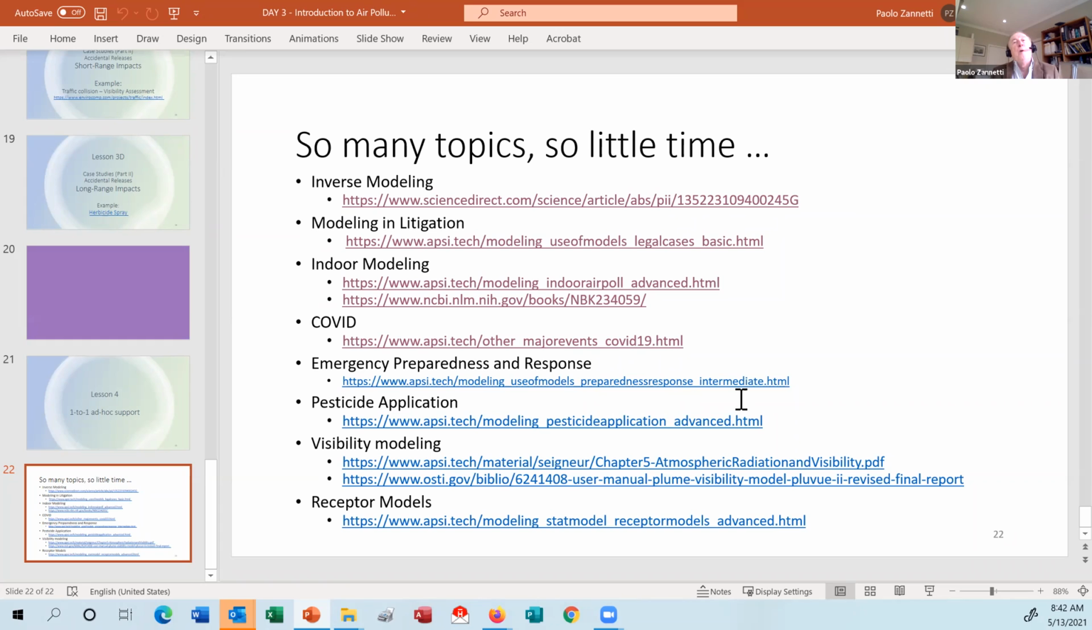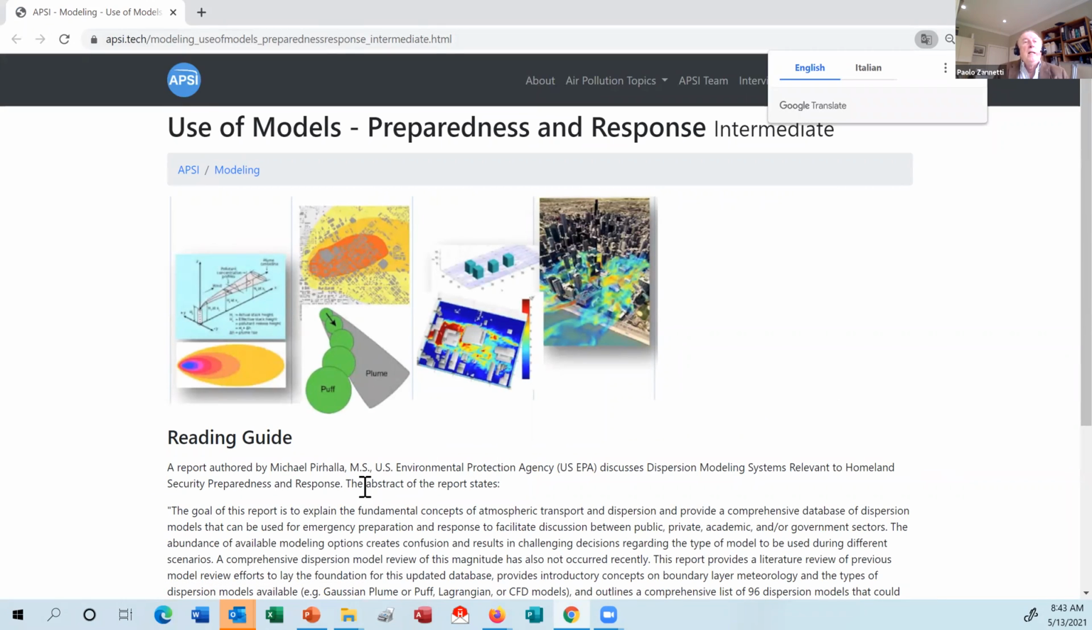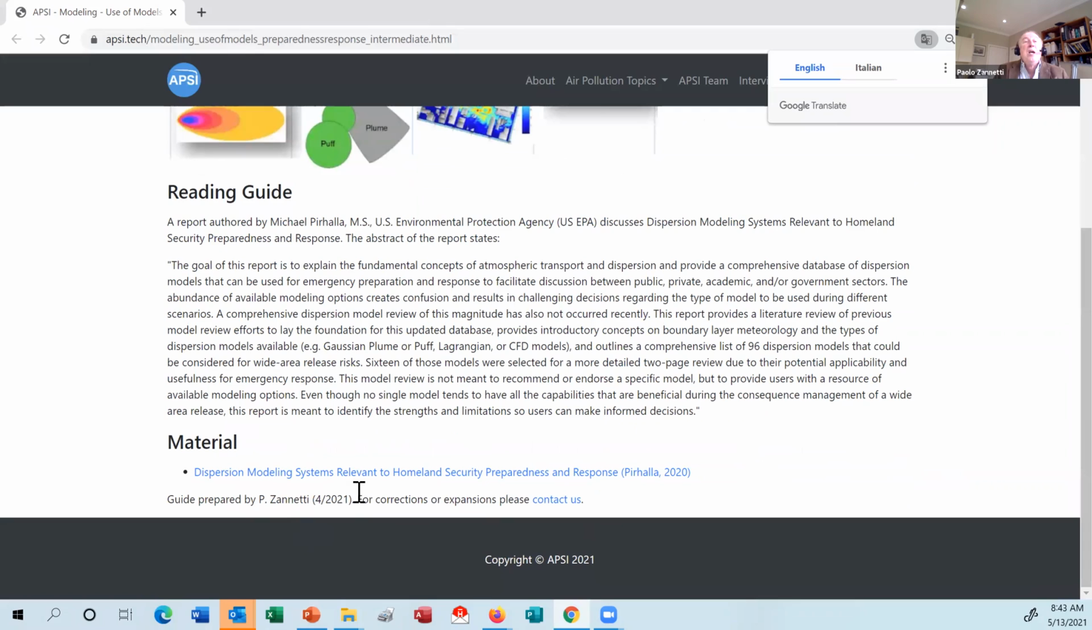Emergency preparedness and response. We talked briefly about that. Many governments, many agencies ask the industry to be prepared and to respond quickly if there are problems, if there are accidental releases. I already told you it's very difficult. It's easy to claim we are prepared, but it's very difficult then to have a quick response in real cases. I just discovered that an EPA person, Michael Pirhalla, wrote his PhD thesis on the dispersion modeling system to be used for emergency preparedness and response.